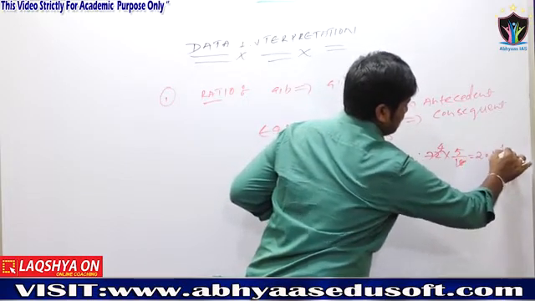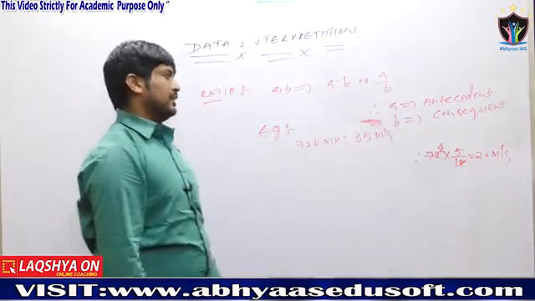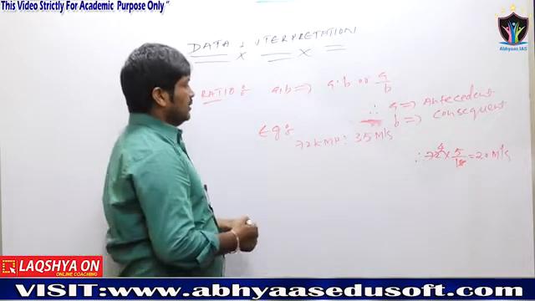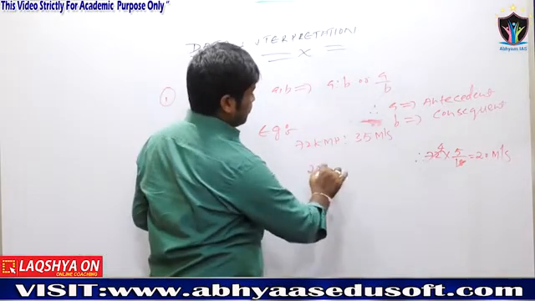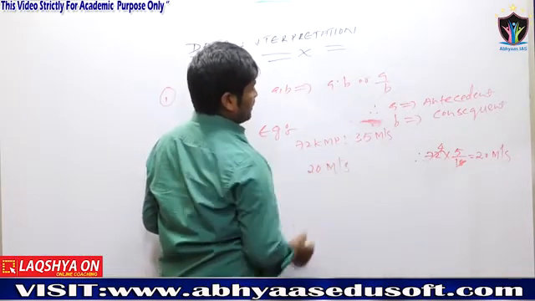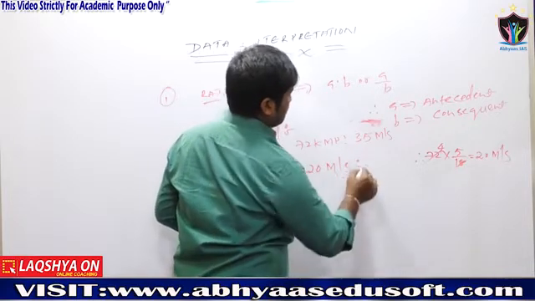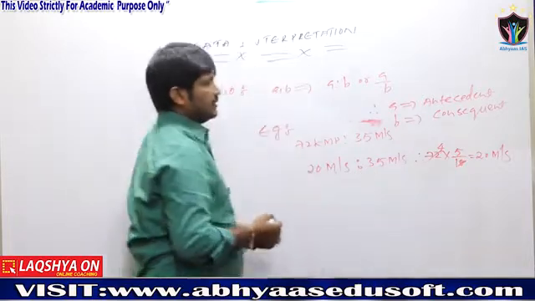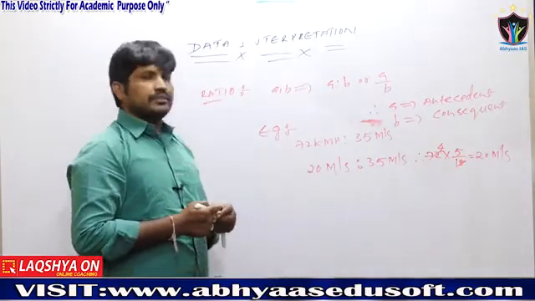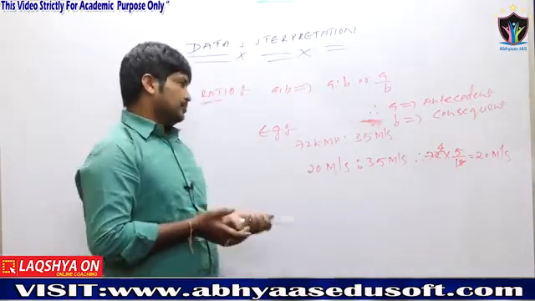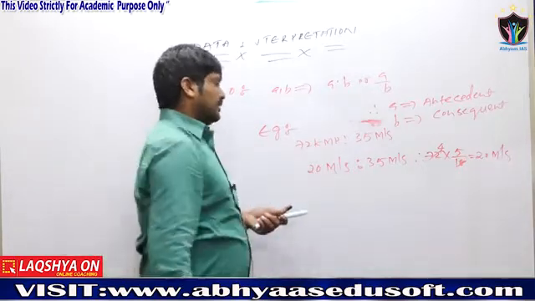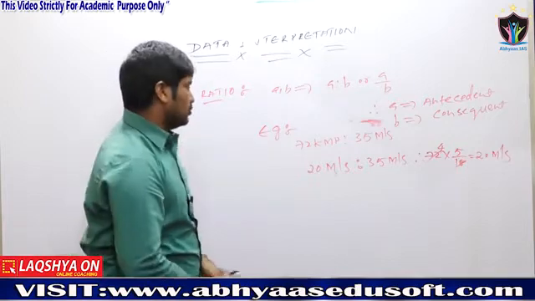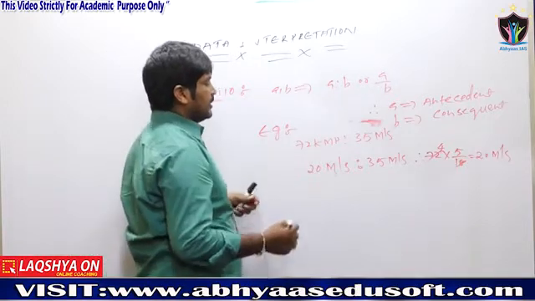This is called 20 meter per second. Then we can say here this will become 20 meter per second, as well as here, 35 meter per second, right friends? Right. So now these two are in meter per second, which means these two become similar quantities. Now easily we can calculate the ratio.